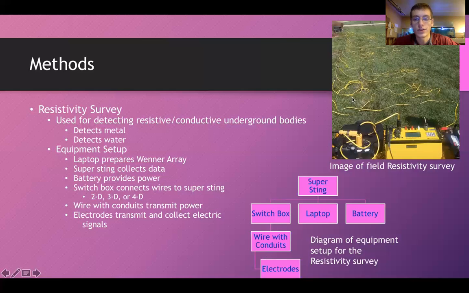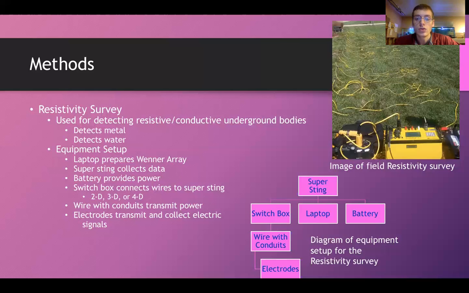Now, of course, you can see all these wires over here. These are wires which have conductors on them. You can barely make out a black dot here, and that is the conductor. Basically, these wires send electrical current through the wire and transport it to these conduits. What the conduits do is then send that electric current down into the electrodes, and the electrodes transmit that current down to the ground.